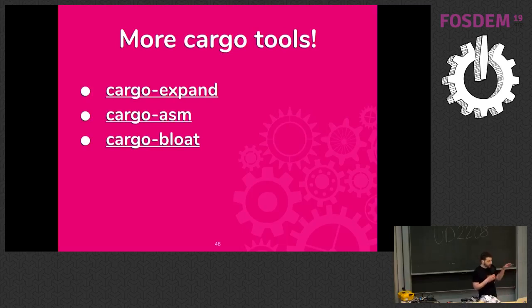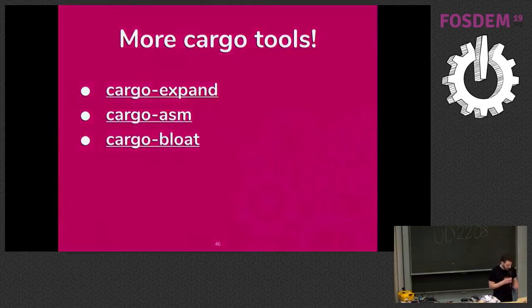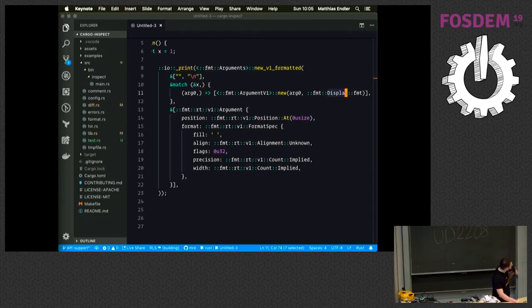Then there's Cargo ASM, which shows you the assembly code. And I have an example open here.